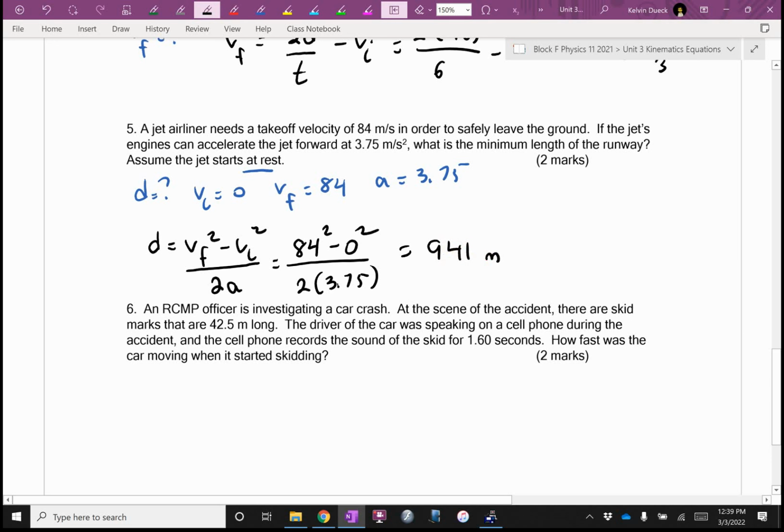Why wouldn't you build the runway exactly that long? Yeah, you'd probably double it or triple it. I don't know what the specs are, but it can't be shorter, right?